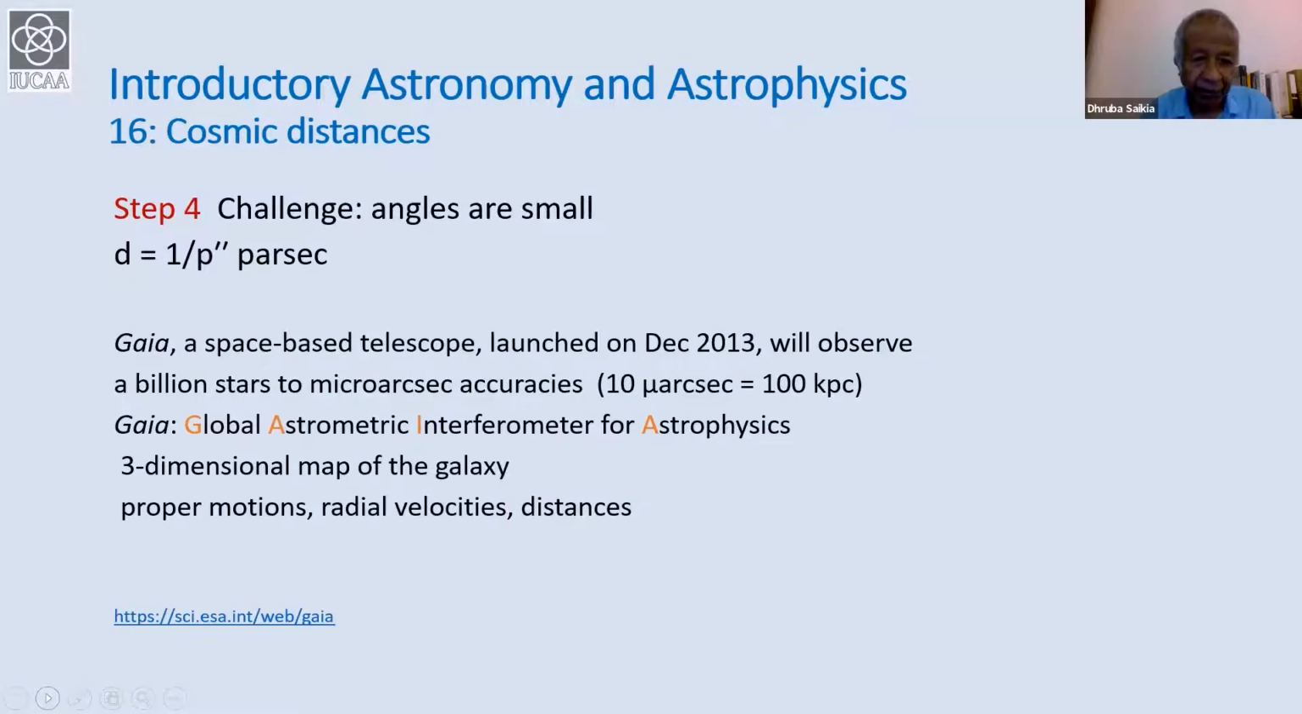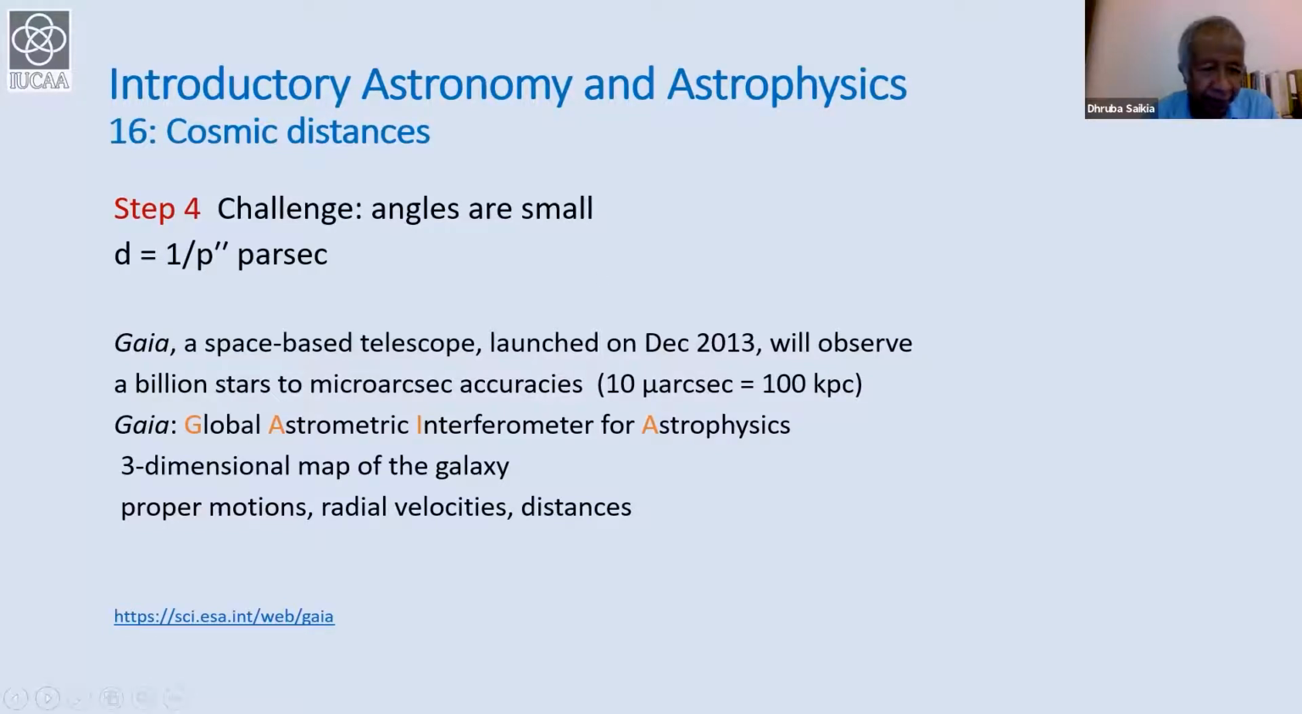The next major advances actually came with Gaia, which is a space-based telescope launched in December 2013, and the objective is to observe 1 billion stars to micro-arcsecond accuracy levels. So that is going to really revolutionize not only distance measurements, but also give a detailed 3-dimensional map of our galaxy. A lot of exciting results are coming out of Gaia, and I'm sure it will continue to do so for the near future.